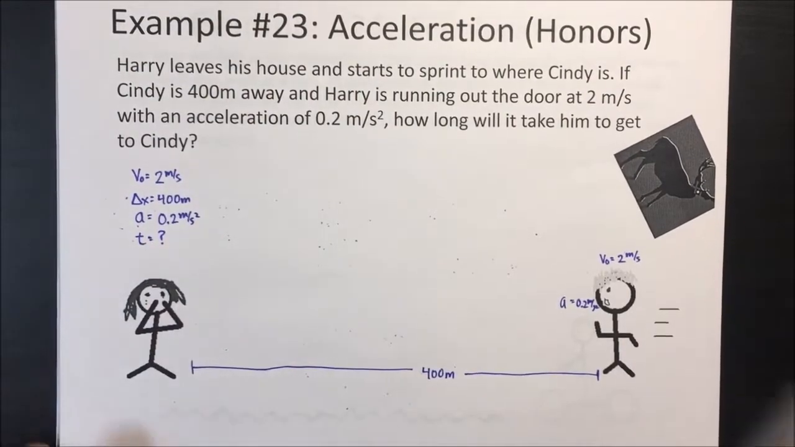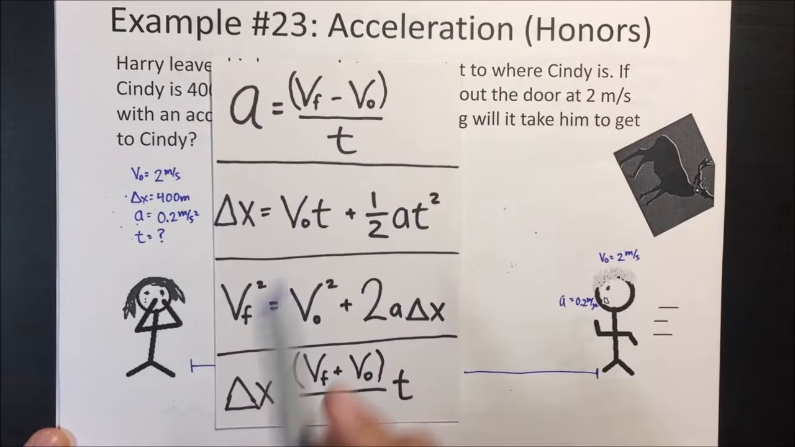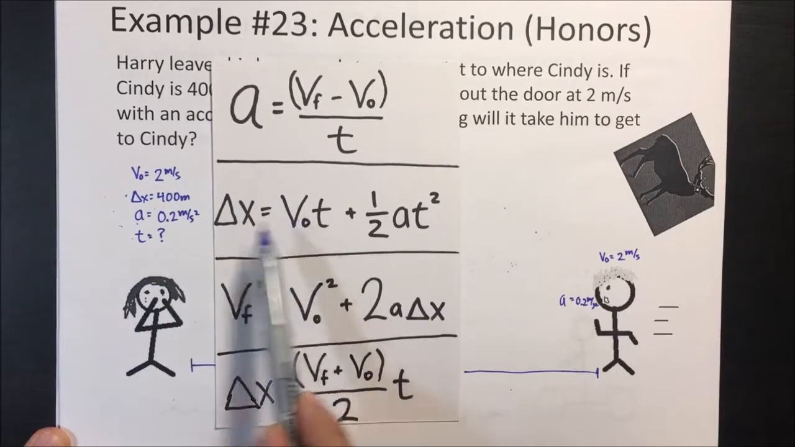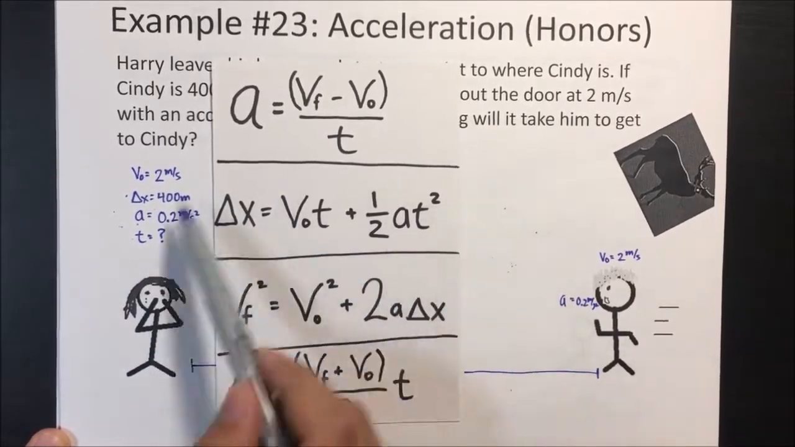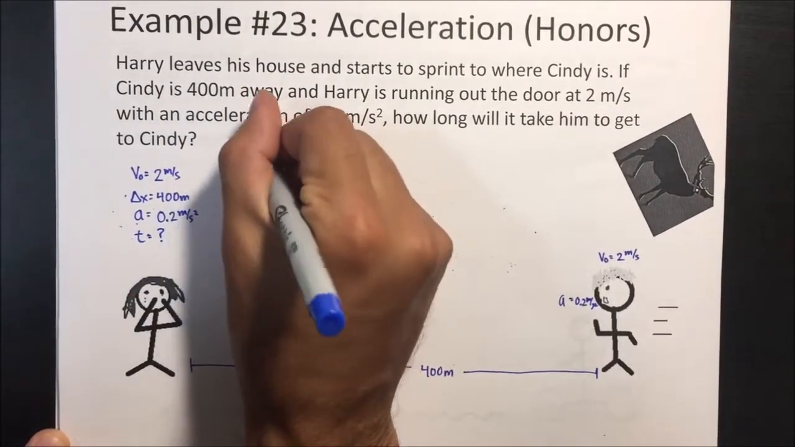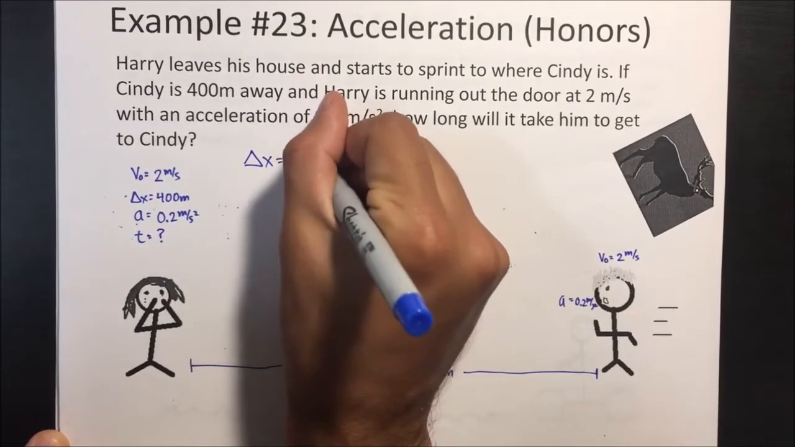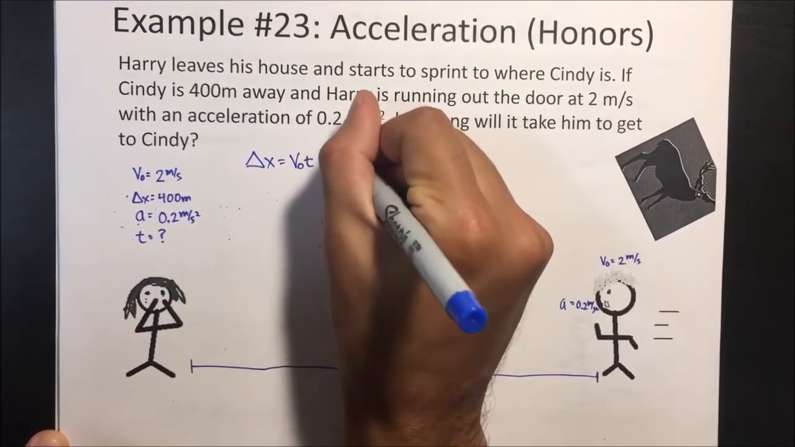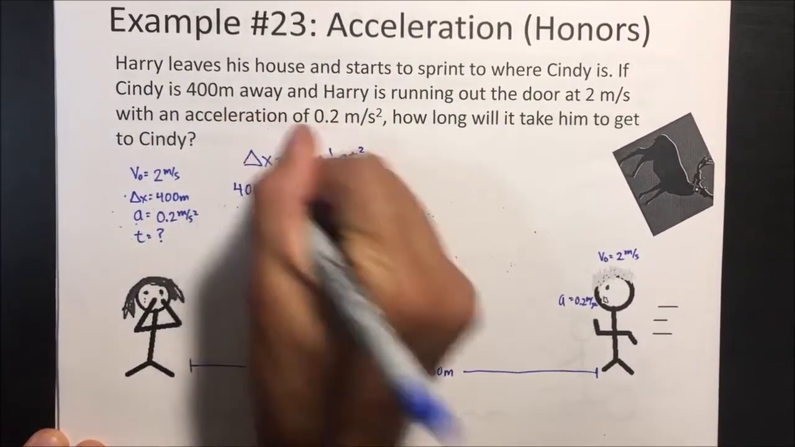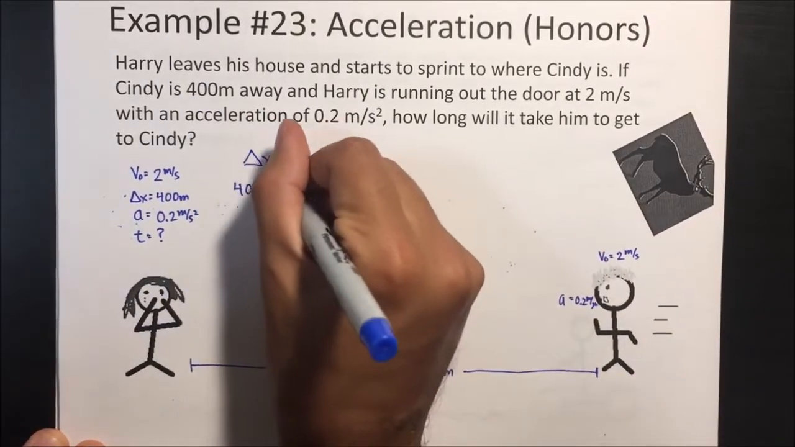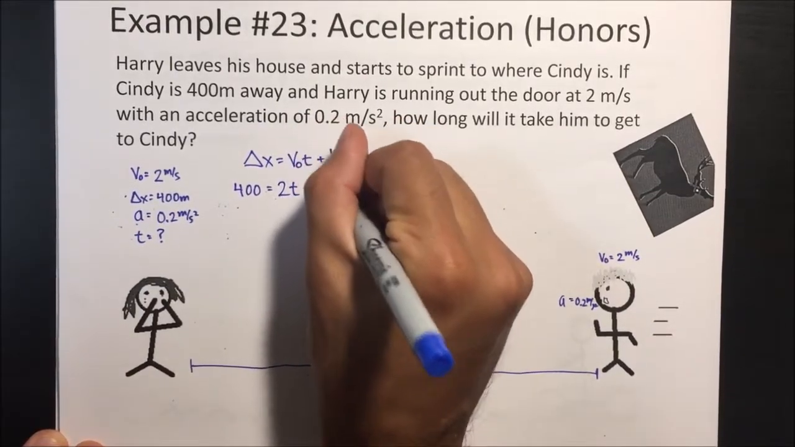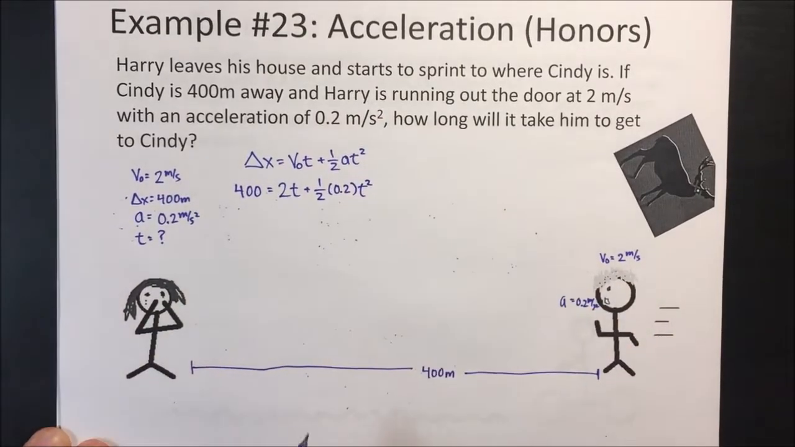Alright, now that we have our 4 variables, we want to look at our formulas. We want to see which one has all 4 of these. We look at this one, and we see that it has displacement, v initial, acceleration, and time. So we can use this second equation here. Displacement is equal to initial velocity times t plus 1/2 at squared. Displacement, which is equal to 400, v initial, which is equal to 2, t, which we're looking for, plus 1/2 a, 0.2, t again, which we're looking for, squared.